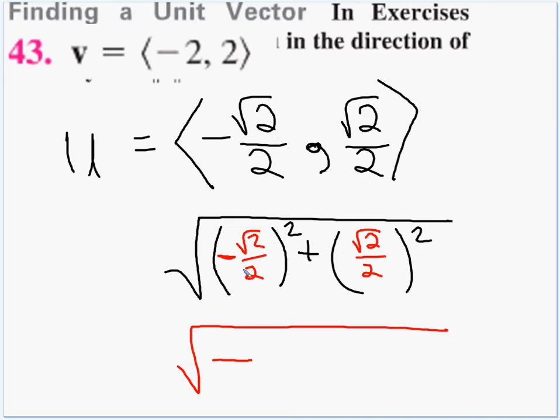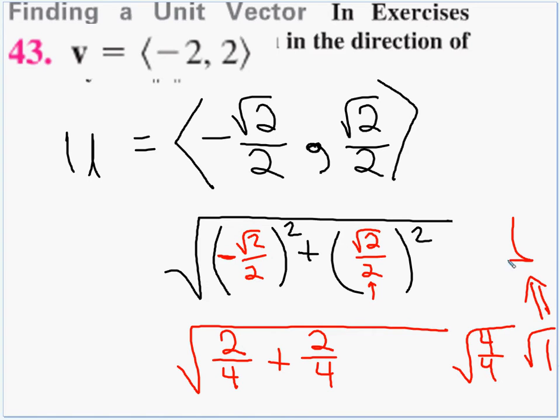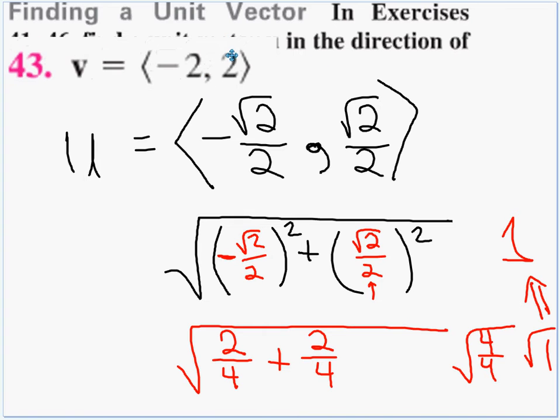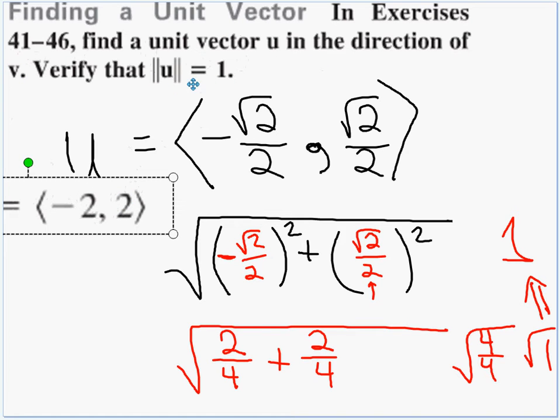The denominator, squared, 2 squared is 4. Numerator, root 2 times itself, will be a 2. Same thing here, there's no negative to square away, but our denominator will square to a 4. Our numerator will square to a 2. Now we could reduce those, but notice we got a 2/4 plus 2/4. That is 4/4. Anything divided by itself is 1. The root of 1 is 1. Just like we were expecting to find, because the magnitude of our unit vector here should be 1. So we verified that our answer is correct.